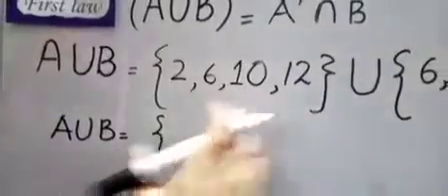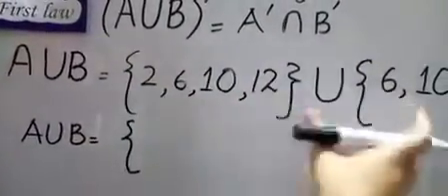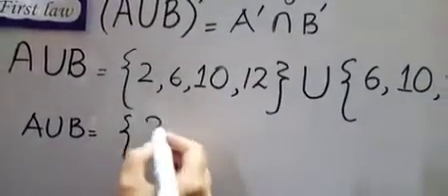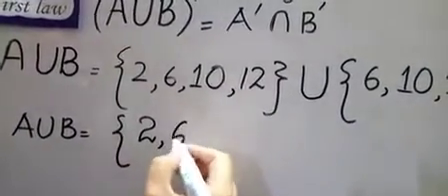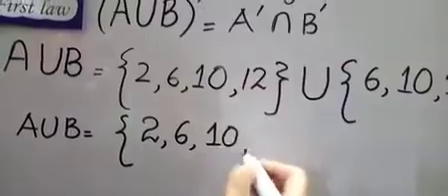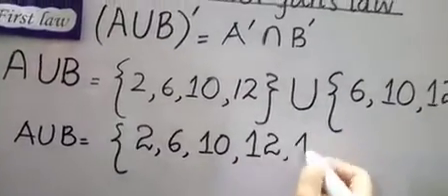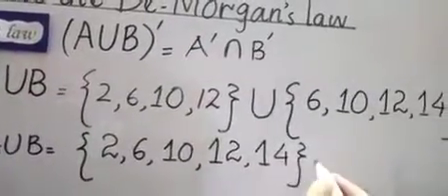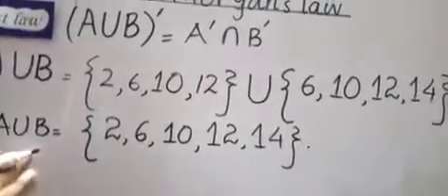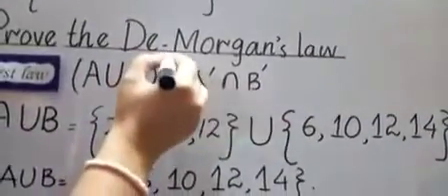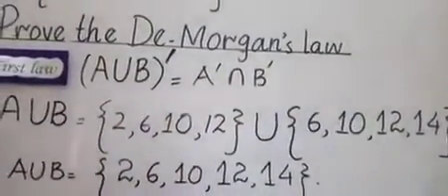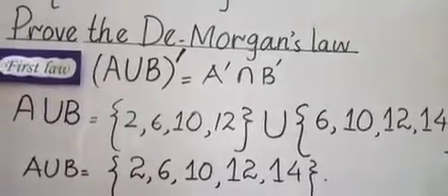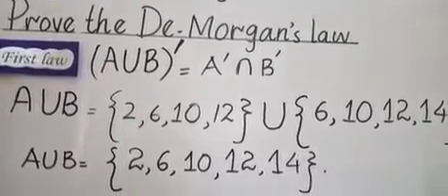It means we will write all the values in both sets. So firstly we have 2, 6, 10, 12, 14. Bracket close. After this we will solve complement. Complement means you will subtract the values from set U.